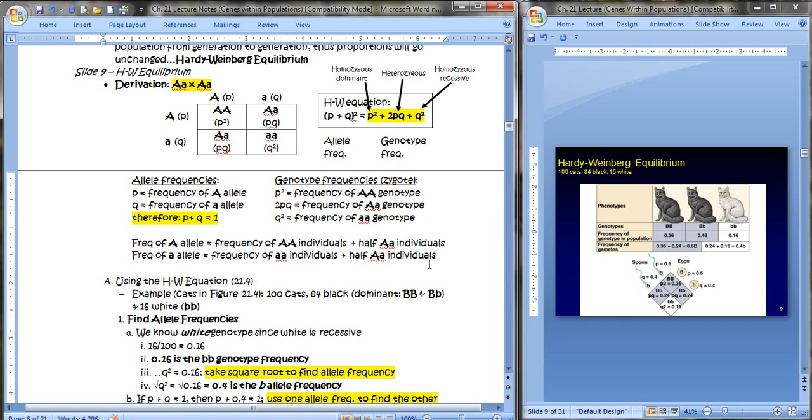But let's pay attention to this. If we want to know the frequency of alleles in a population, not phenotypes, but alleles, you can't just pay attention to your homozygous dominant or your homozygous recessive individuals. Remember that those heterozygous individuals carry half of the dominant A allele and the recessive A allele. So we really do have to pay attention to those as well. So let's look at an example.